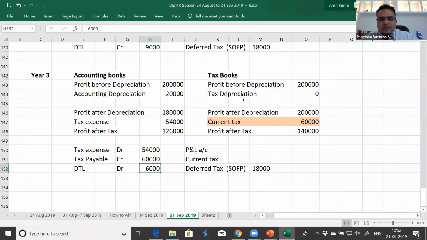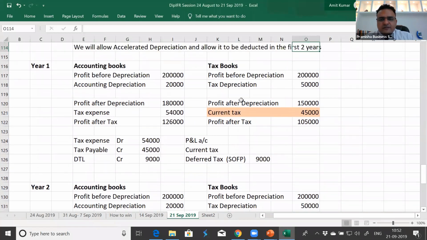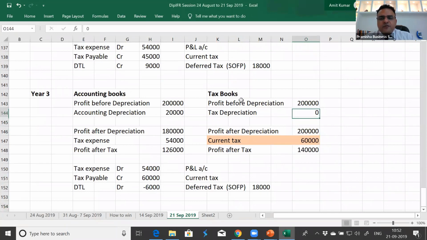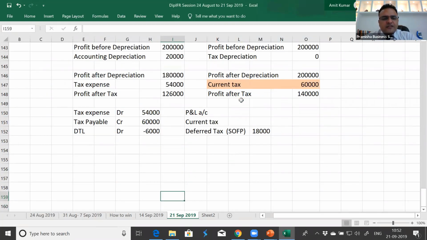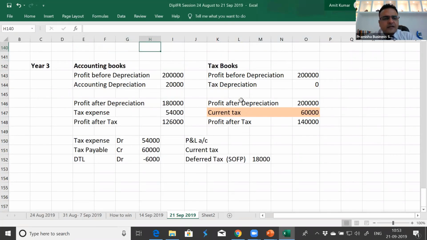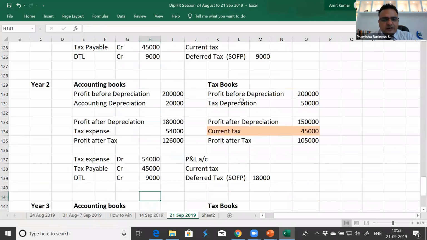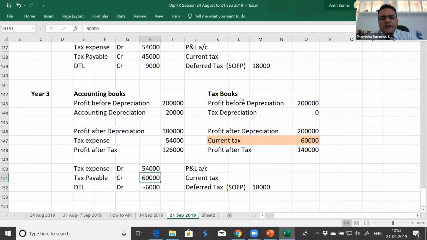So in year 3, the depreciation charge is 0, since we have already consumed 50,000 depreciation in year 1 and 50,000 depreciation in year 2, according to tax textbooks. There's nothing left to be charged in the form of depreciation for this machine anymore. But in our accounting books, we continue to charge depreciation of 20,000, resulting in a tax expense on a consistent basis of 54,000. As I said, 54,000 is the tax expense in year 1, 54,000 in year 2, and 54,000 in year 3. We will not get bothered with what the tax computation is.